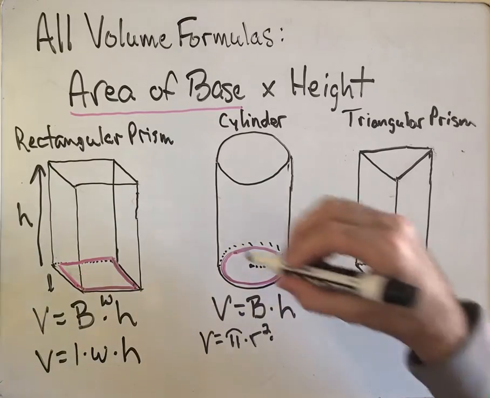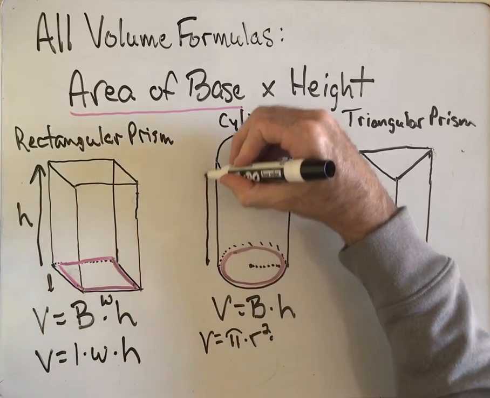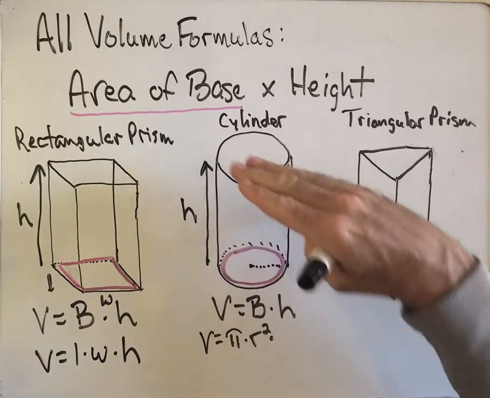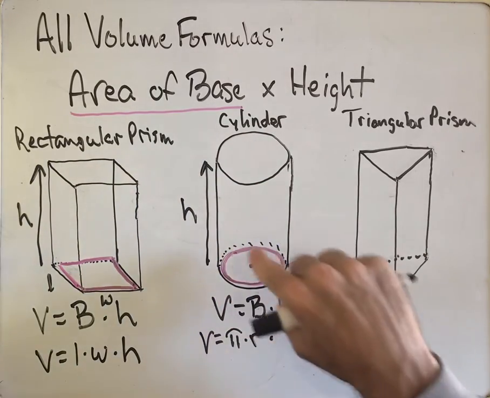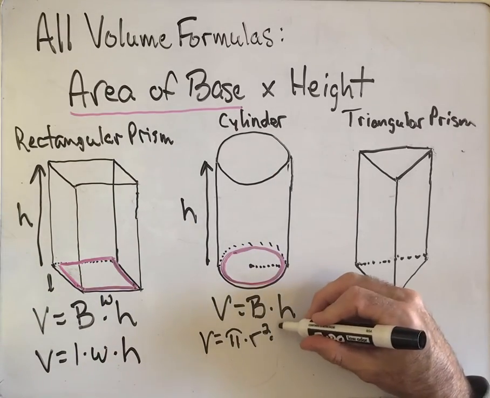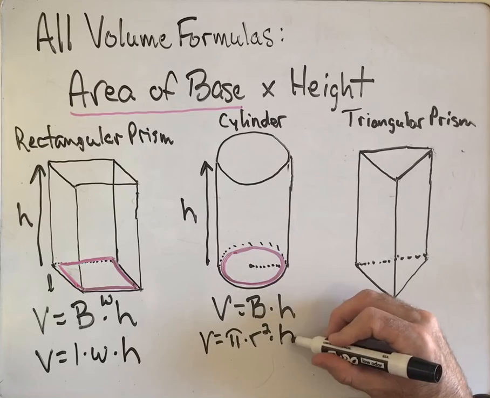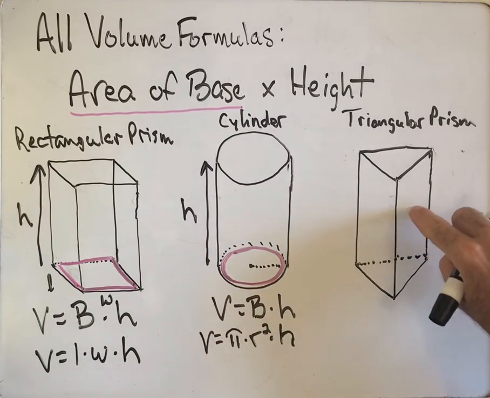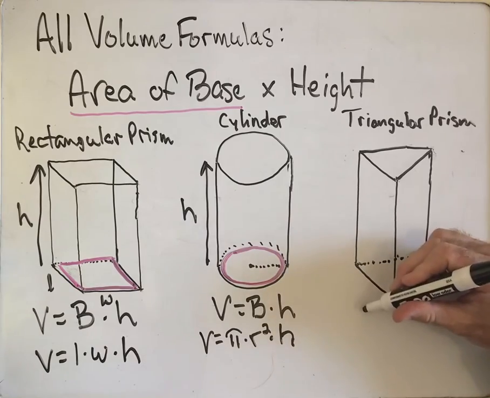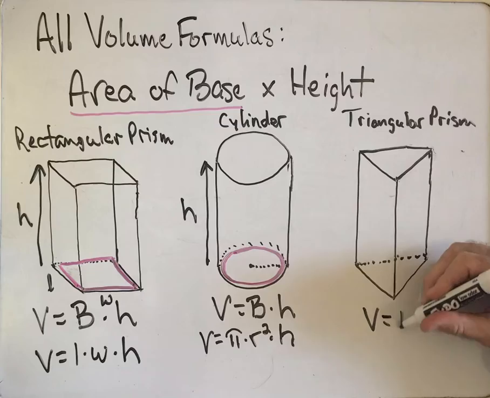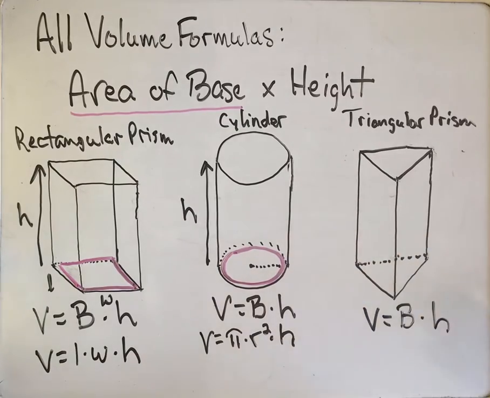And then we're going to multiply that again by the height. So we want to know what it's going to take to fill up this soda can. So the area of the base times the height. So pi r squared times height. Okay, we won't worry about this one. I'll give you this one. We don't have any problems with this, but you might see this somewhere down the road. Again, all volume formulas, area of the base times the height.